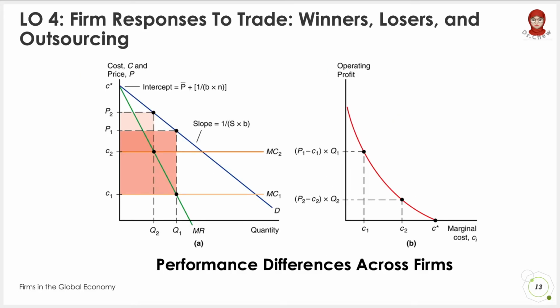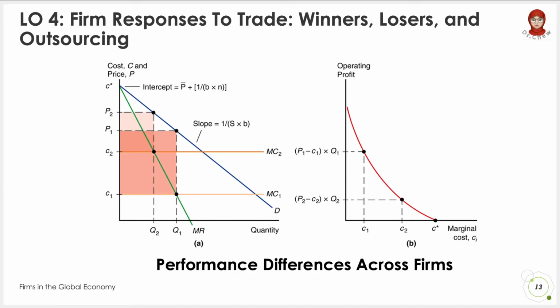These two figures show the performance differences across firms. Figure A shows the demand and cost curve for Firm 1 and Firm 2. Firm 1 has a lower marginal cost than Firm 2. Both firms face the same demand curve and marginal revenue curve. Relative to Firm 2, Firm 1 set a lower price and produced more output.